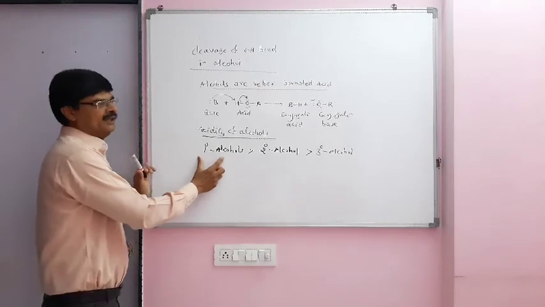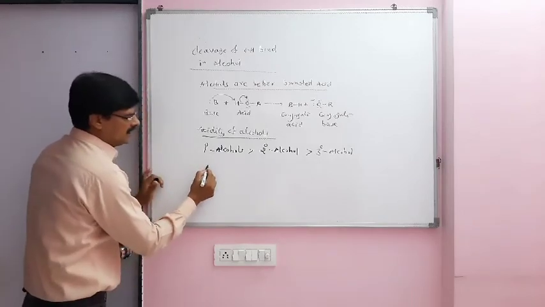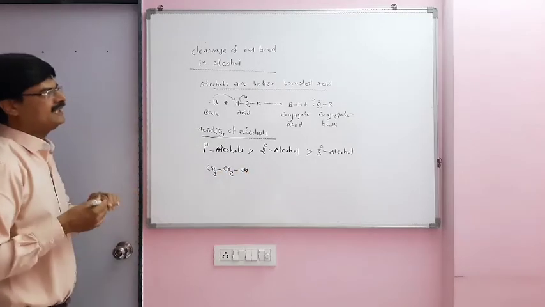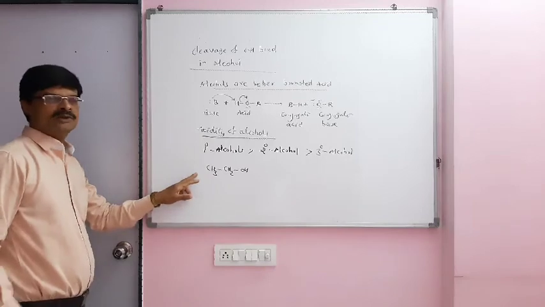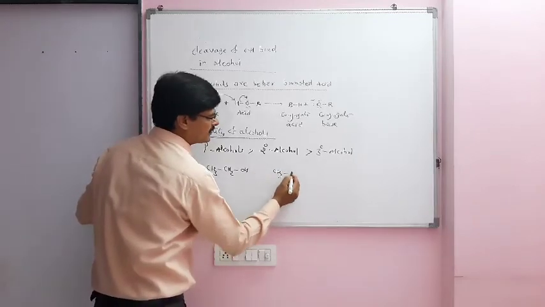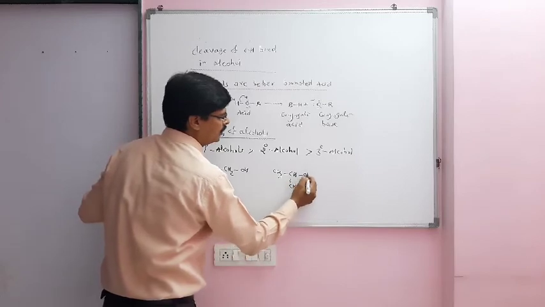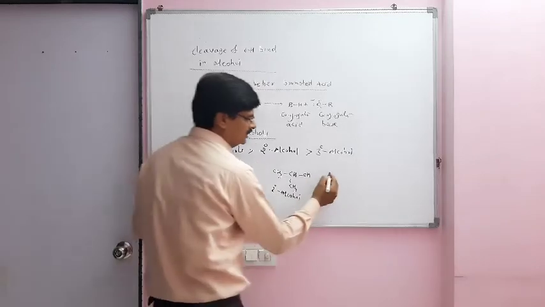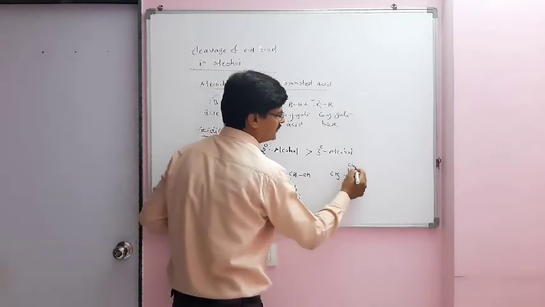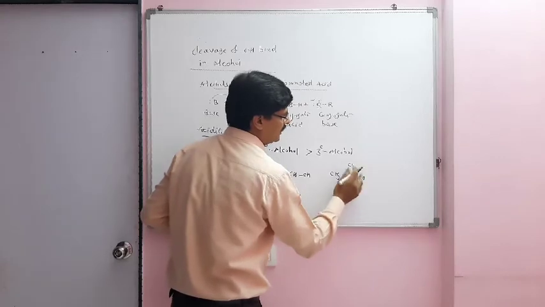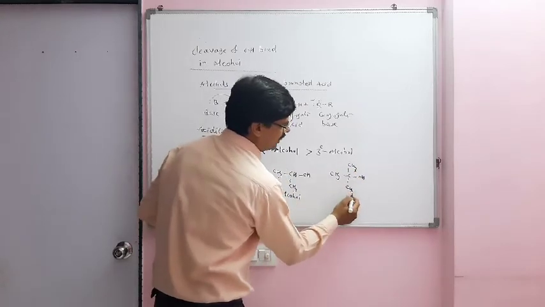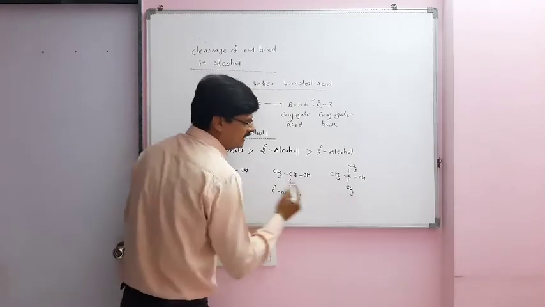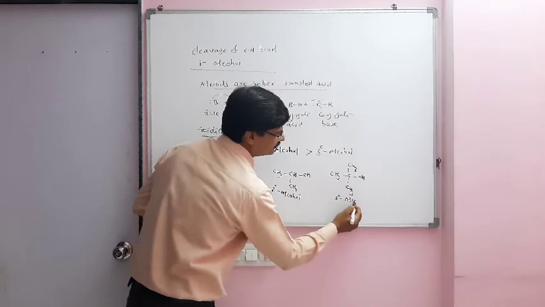To understand this point, we have to take an example. Let's take the example of CH3CH2OH. CH3CH2OH is a 1 degree alcohol. CH3CHOHCH3 is a 2 degree alcohol or secondary alcohol, and (CH3)3COH is a 3 degree alcohol, that is tertiary alcohol.